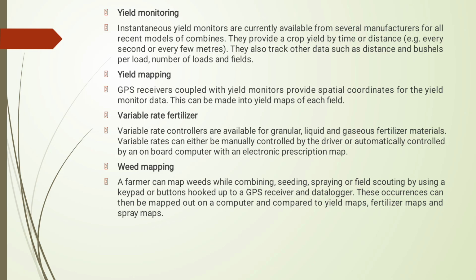Next, weed mapping. Farmers can map weeds while combining, seeding, spraying or field scouting by using a keypad or button hooked up to a GPS receiver and data logger. These occurrences can be mapped out on a computer and converted to yield maps, fertilizer maps and spray maps.